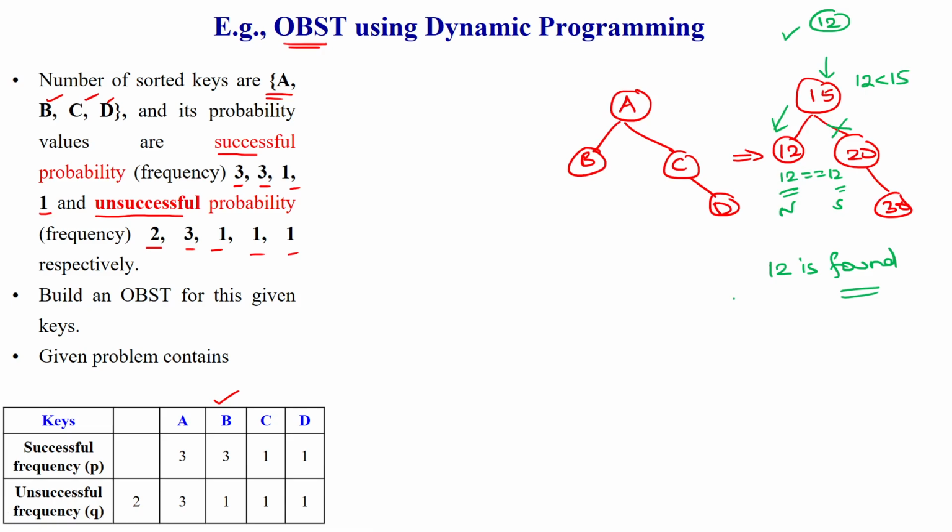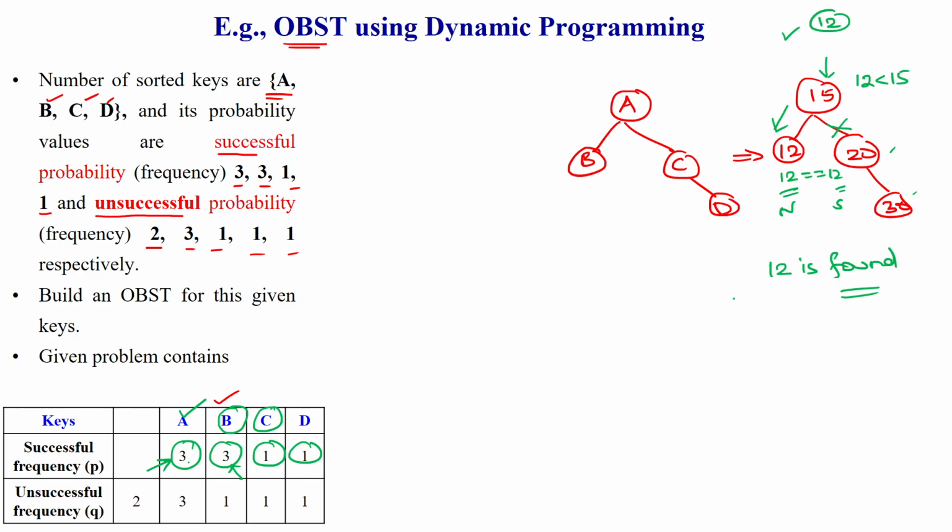For the successful probability we get values for each and every key. For finding A we have the frequency value 3. That means A is frequently searched by the people three times, that is the meaning here. Then B is searched by the people three times. C is searched by the people one time. So that is the meaning of this. For D and C the searching frequency is one time.